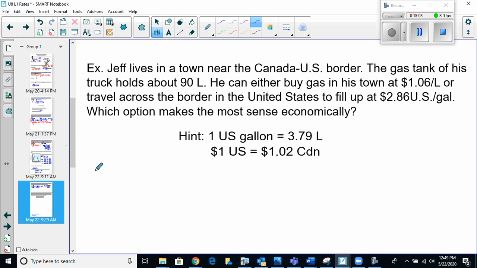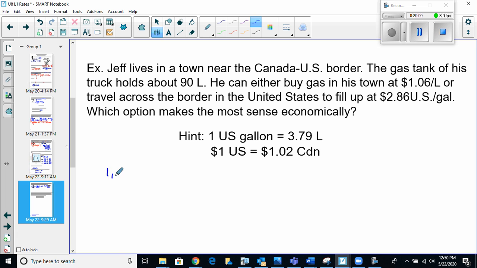We'll take those numbers. So first of all, we have to convert everything to the same units. You cannot compare unit prices if you are buying with US dollars in liters or Canadian dollars in gallons. It has to be either US dollars in gallons or US dollars in liters, or Canadian dollars in gallons, Canadian dollars in liters. You cannot mishmash Canadian and US money with liters and gallons. You have to compare apples to apples and oranges to oranges.